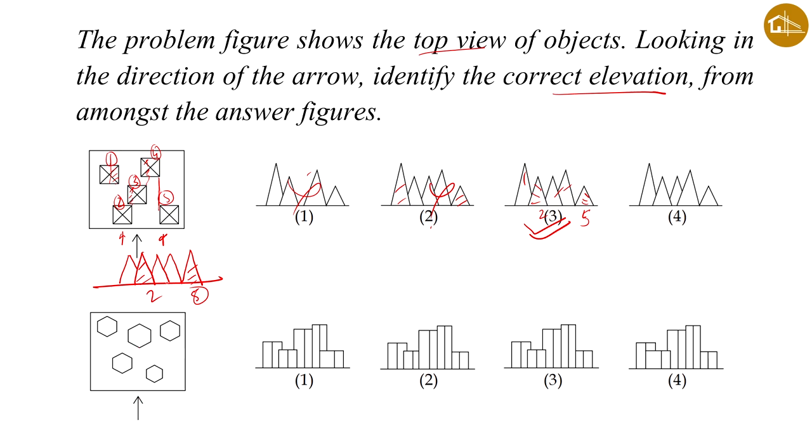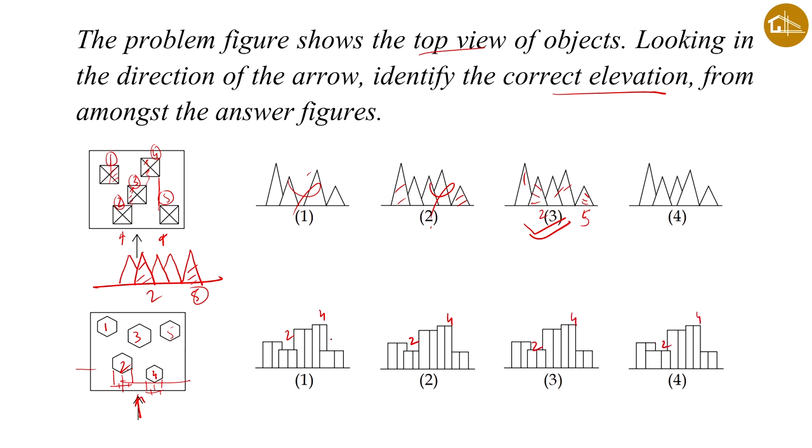Similarly, in this case also we have to find the elevation in the direction. So we will number them first of all: first, second, third, fourth, and fifth. In this case, we need the second and fourth to be fully visible, and their faces will be equal halves. So we will just mark them second and fourth in all of these options.